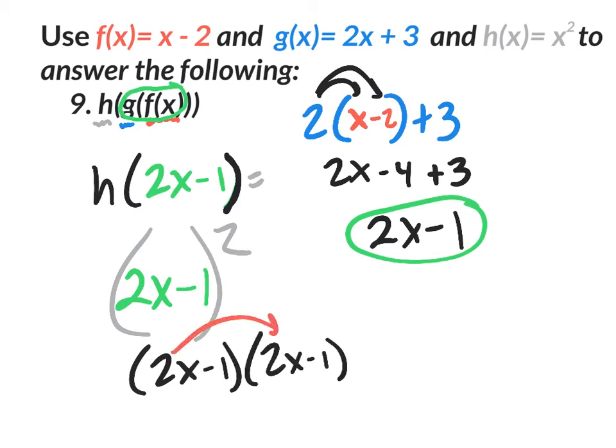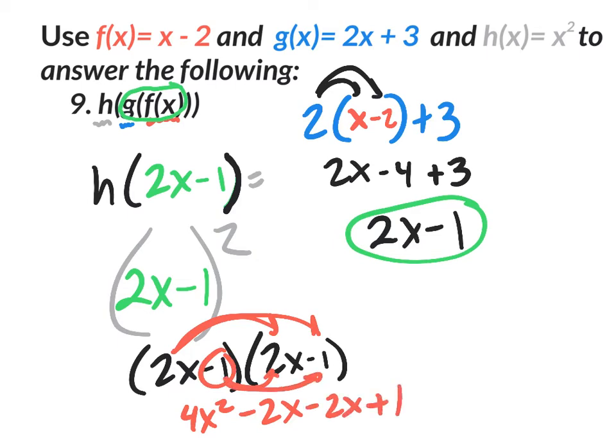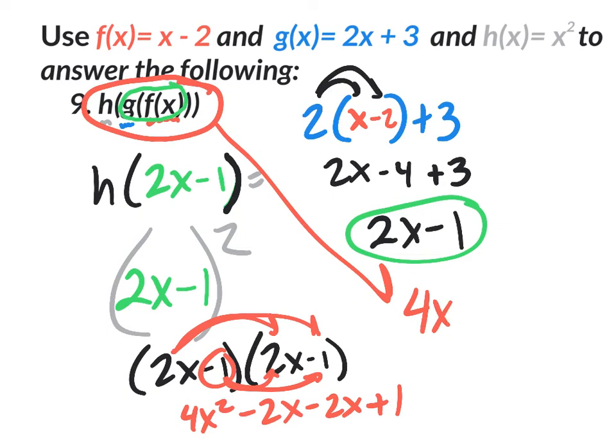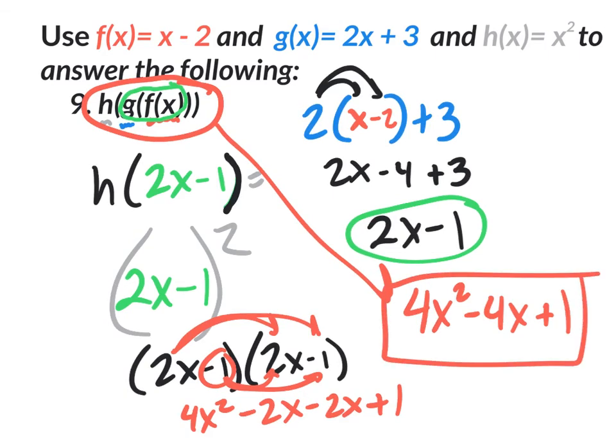Distribute carefully. 2 times 2x is 4x squared. 2 times negative 1 is negative 2x. Negative 1 times 2x is another negative 2x. Negative 1 times negative 1 is positive 1. Your final answer to this whole thing over here is going to be 4x squared minus 4x plus 1, just like you said, Michael. Good job.